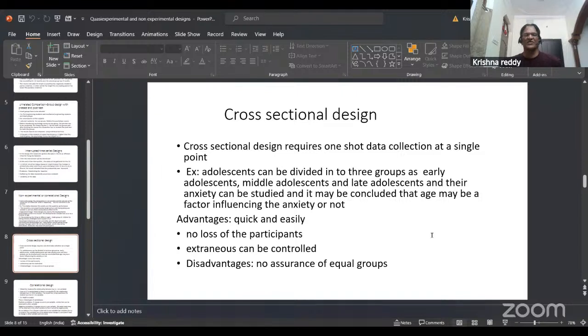Okay. The next one is the cross-sectional design. After having understood the longitudinal design, now we are moving into understanding the cross-sectional design. This cross-sectional design requires one-shot data collection at a single point. For example, adolescents can be divided into 3 groups.